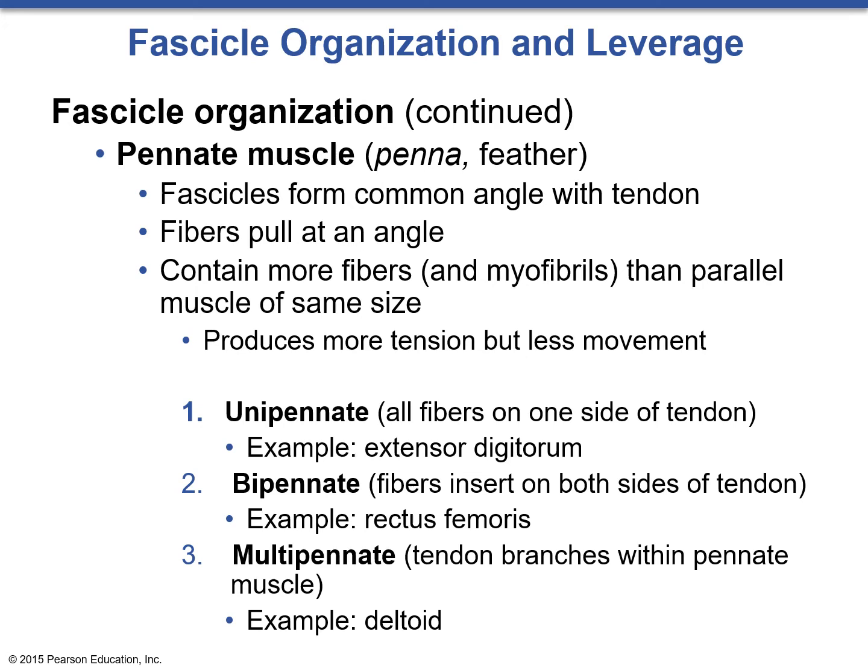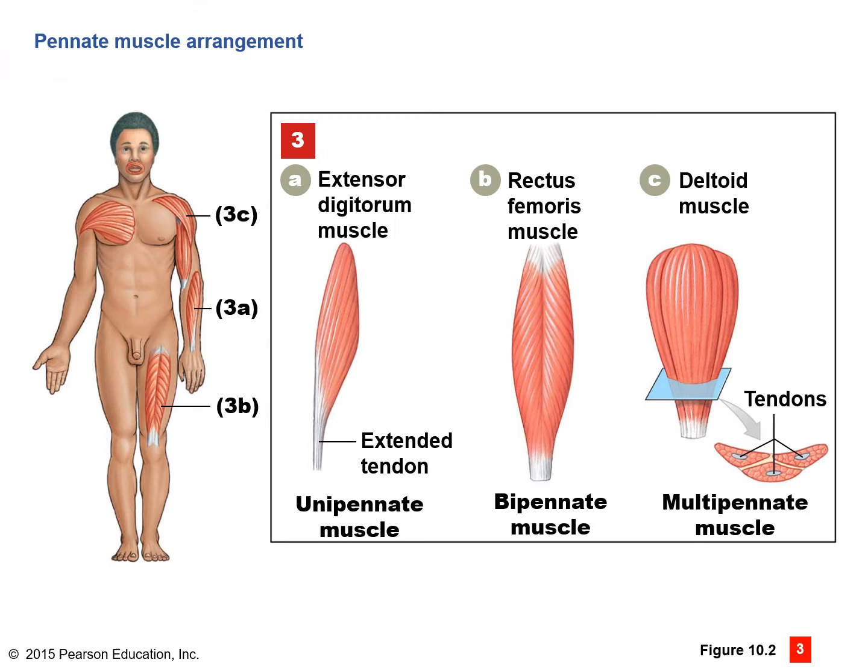The bipennate example is going to be fibers that insert on both sides of the tendon. So it has two feathers. An example of this would be the rectus femoris, or your quad muscle. And then the final is multipennate. Here the tendon branches within the pennate muscle, and it's going to have several different sections of this. An example of this, of course, would be the deltoid.